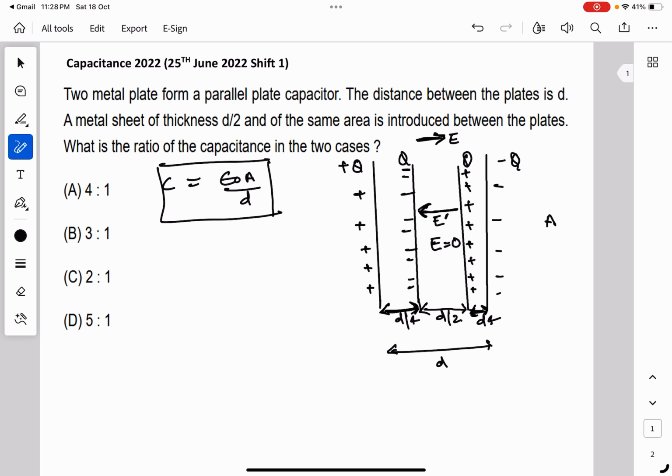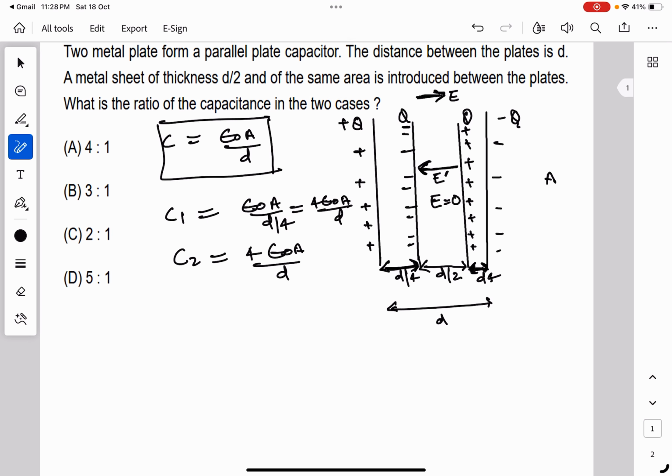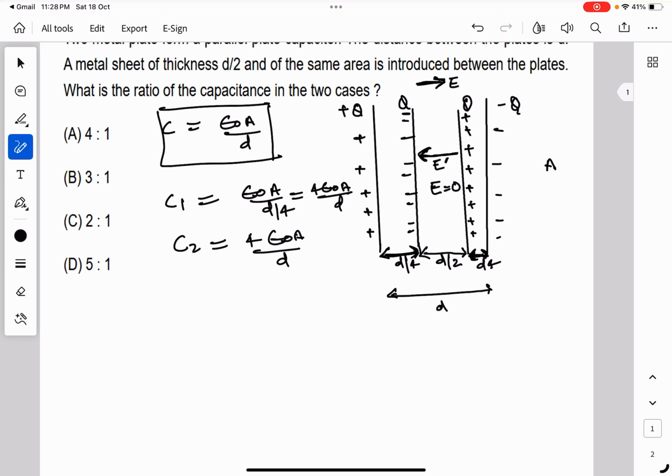Since the thickness of the new parallel plate capacitor is d by 4, its capacitance would be equal to epsilon naught A upon d by 4, equal to 4 epsilon naught A upon d. Similarly, the new capacitor on the other side will also have the same capacitance, 4 epsilon naught A upon d. Since these two capacitors are in series, let's calculate their capacitance.